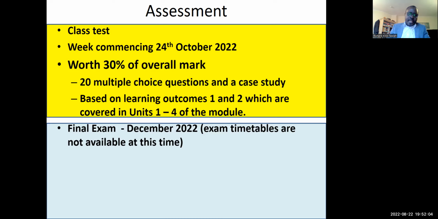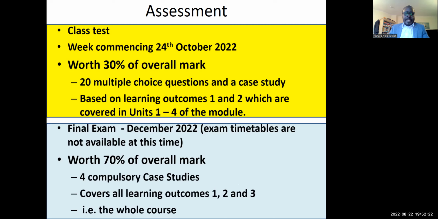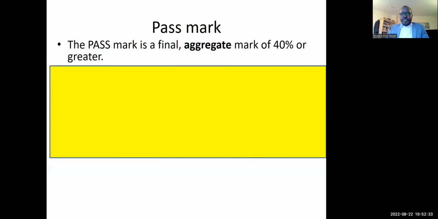Okay. Final exams somewhere in December 2022, early week in December, or we'll notify you ahead of time. All right. Draft timetable is already out. But if there's any changes, we'll notify you, find it on your page. And it's worth 70% overall marks. Okay. All right. So in the exams, usually, you'll find 4 compulsory case studies. And it covers all learning outcomes, the whole module. All right. Pass mark is 40, aggregate of 40.